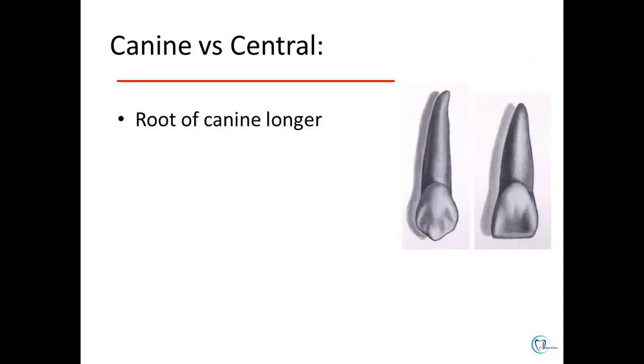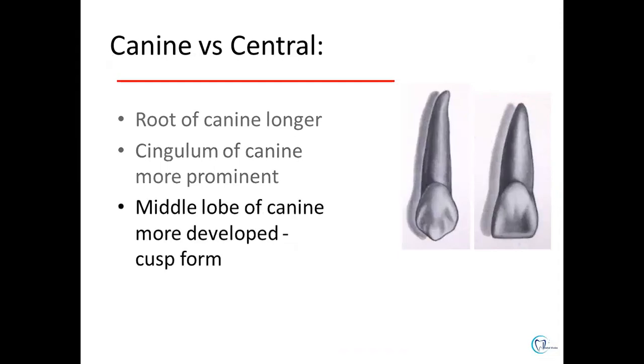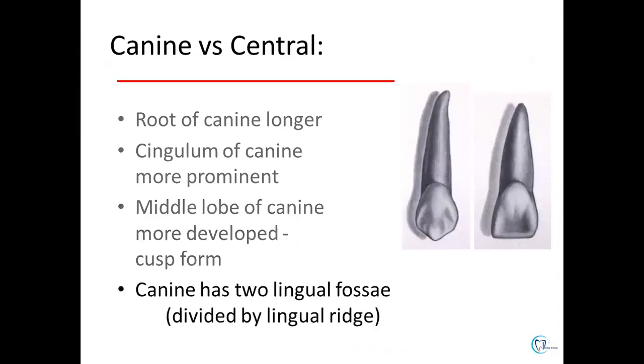Also, the root of the canine is the longest of all the anterior teeth. The cingulum is more prominent in comparison to the incisors, and the middle lobe of the canine is more developed, which forms the cusp. The canine on the lingual view has 2 lingual fossae, which are divided by a lingual ridge.